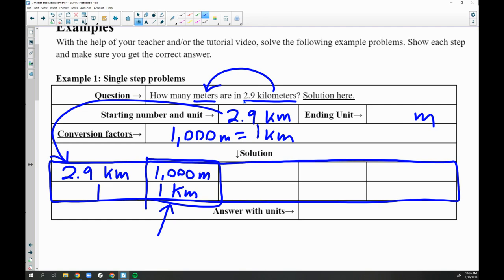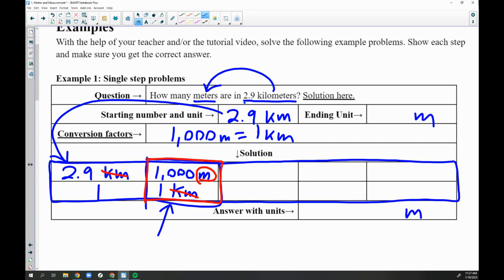meters. Okay? And remember, this fraction here that I'm circling in red has a value of 1, so I'm not actually changing any values here when it comes to my starting unit. The only thing I'm actually going to be changing is the unit. Okay? So because kilometers appears on top and on the bottom, it cancels out. That leaves us with meters as our unit, which is the goal.